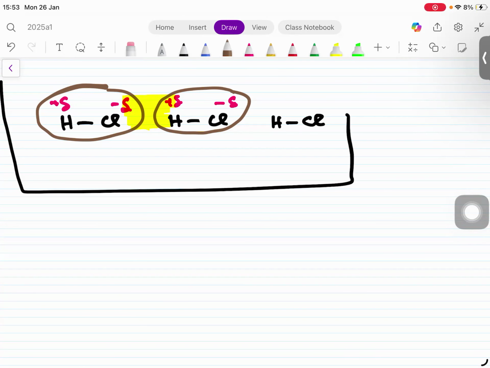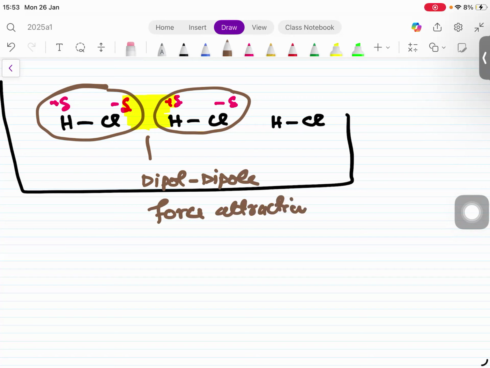Yes. And this force is known as dipole-dipole force of attraction, right? So it is pretty much straightforward. In all those polar molecules, the positive end of one dipole always attracts the negative end of another dipole. So between two molecules, this force of attraction is there. This force is known as dipole-dipole force of attraction.